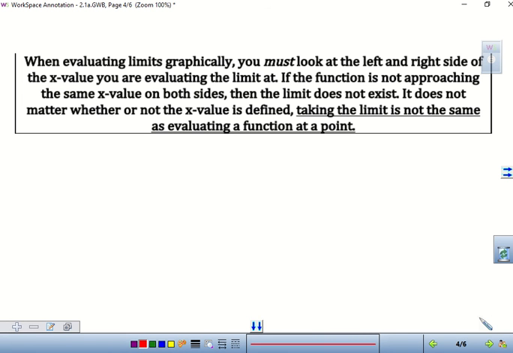So when evaluating limits graphically, you must look at the left and the right side of the x value. So basically, when you're looking at a limit, you're going to use both fingers and see where it's approaching on both sides. Okay, that's a full limit. If you're taking a right-handed limit, you approach from the right, and for the left-handed limit you approach from the left. Same idea. Okay, so taking a limit is not the same as evaluating a function. We do not care if the function is defined at the point at which you're taking the limit. We only care to see where it approaches.